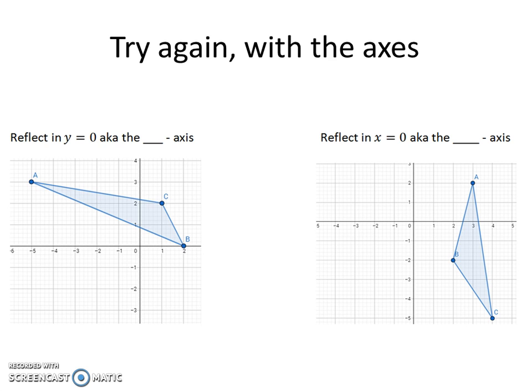So we're going to reflect in the line y equals 0, which is actually a horizontal line versus a vertical line you'll see as x equals 0 in the next one. Y equals 0 is actually the x-axis, and x equals 0 is actually the y-axis. So they are a little bit backwards. You have to be careful about that. If you see y equals 0, think x-axis.